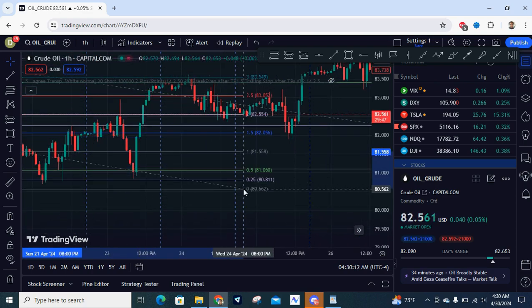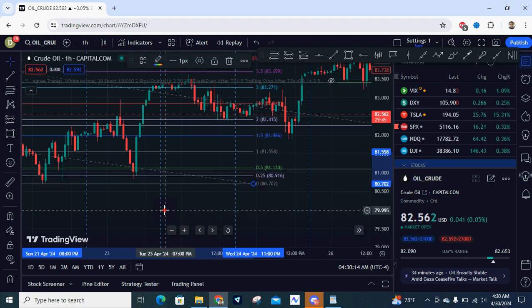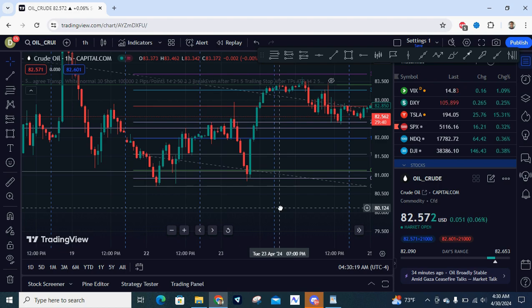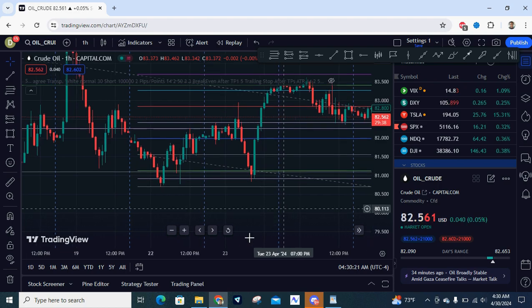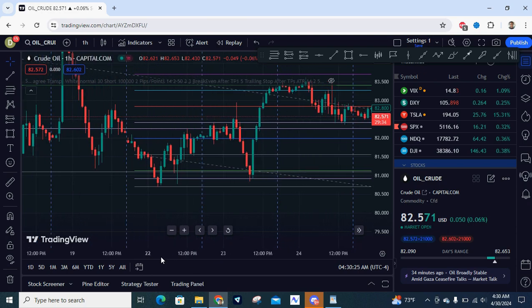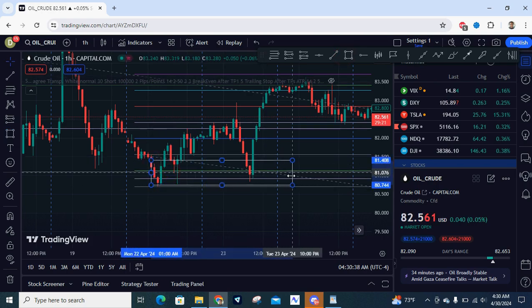That 25%. Okay, what's the nearest discounted order block? Okay, right here. Yeah, this would be the nearest discounted order block right here. Yeah, this is crude oil, by the way.